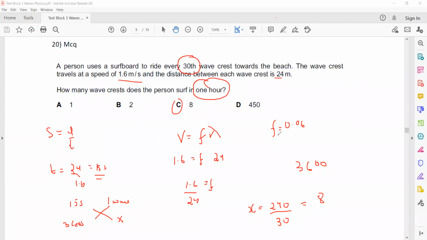Or you can also use the frequency method. Using the frequency, you then find the time period. The time period is the reciprocal of the frequency, and again use the same formula. So both ways are correct.